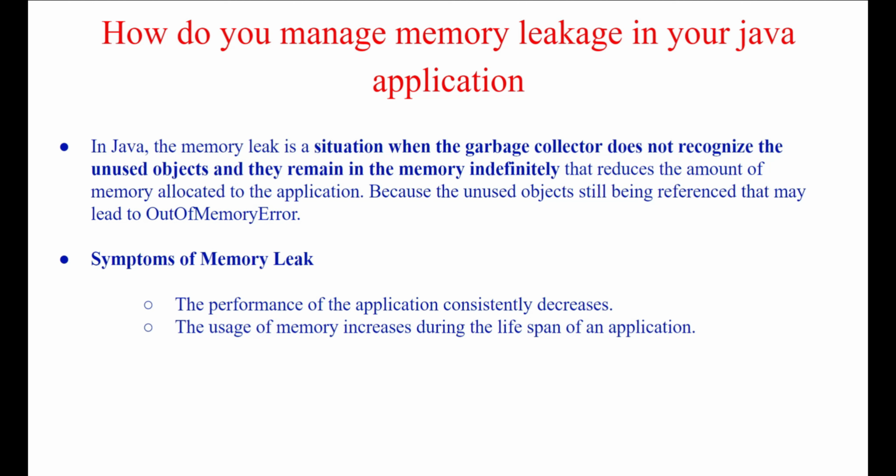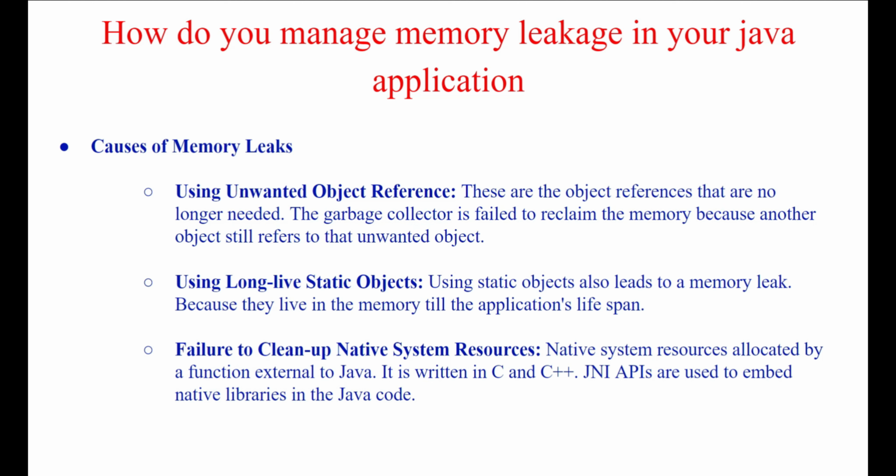Now, how would you find that your application is going through memory leakage? The symptom is that the performance of your application decreases a lot and keeps consistently decreasing, because more and more such objects take up space, and the application gets less heap space, and hence it slows down. Also, you can monitor the usage of memory during the lifespan of the application. You can see that the usage is continuously increasing because you keep on creating objects which are unused and not garbage collected.